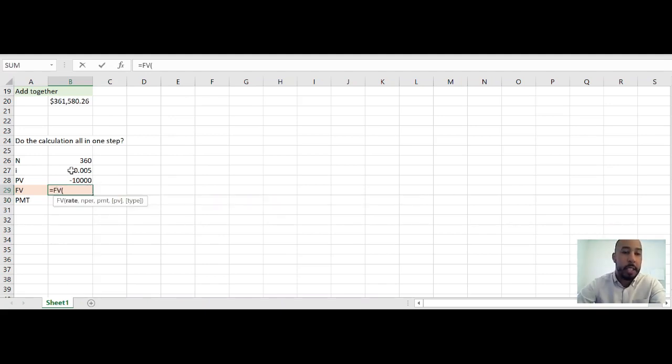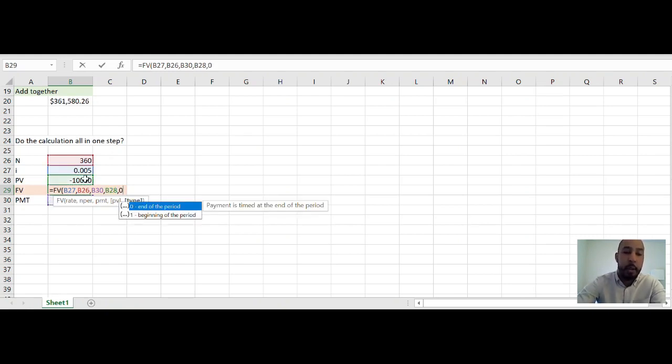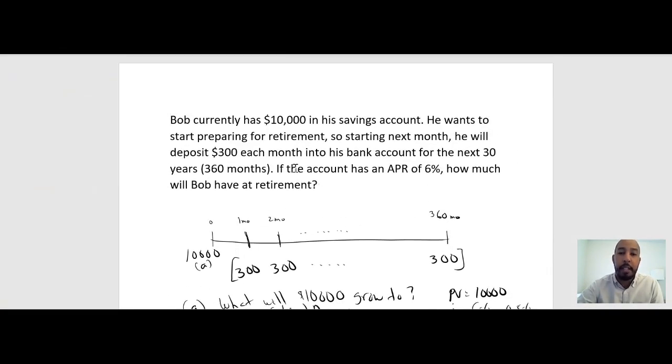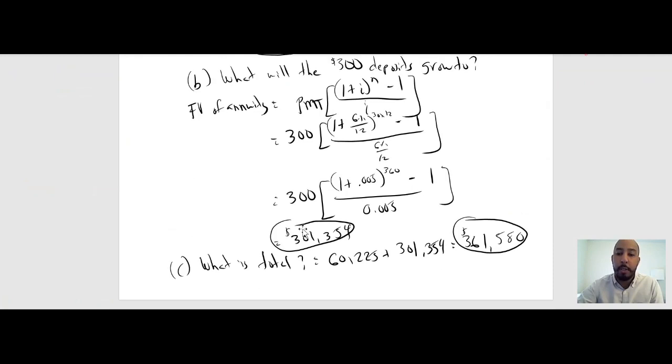So my rate is this 0.5%. My N is 360. Payment is the negative 300. PV is negative 10,000. And I'll make type equal to 0. And we get 361,580, which is the same as the total when we add them together. So that's one way you can do it all in one step without breaking it up into components. So if we wanted to find out how much Bob will have in his account when he retires in 30 years, it's going to be the 361,580.